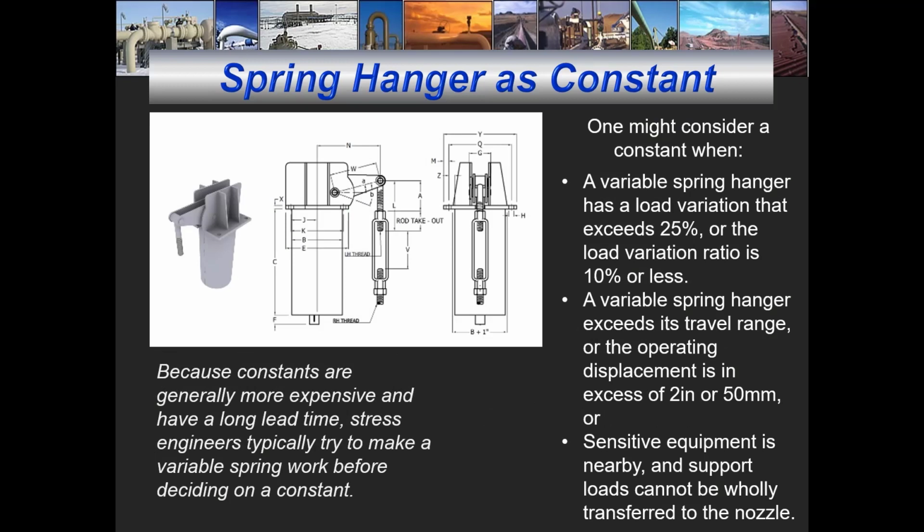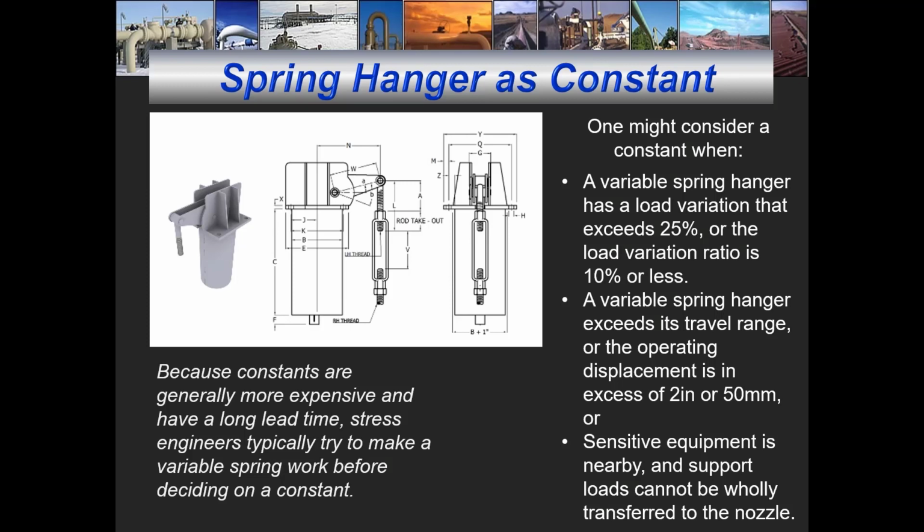Because constants are generally more expensive and have a longer lead time, stress engineers typically will try to make a variable spring work before deciding on a constant. But one might use a constant when a variable spring hanger has a load variation that exceeds 25%, or the load variation is below 10%, or a variable spring hanger exceeds its travel range. So you're looking for a movement of 2 inches or more, or 50 millimeters.